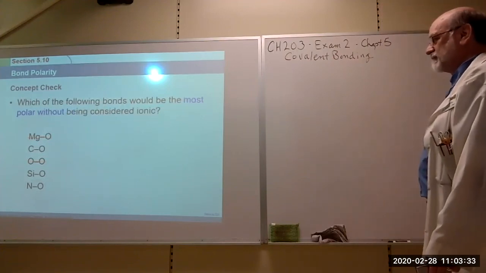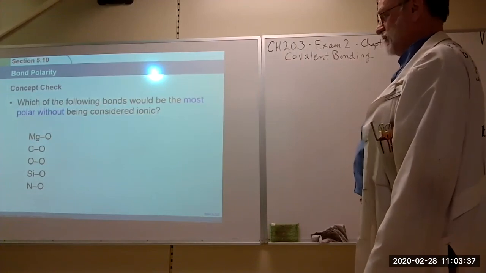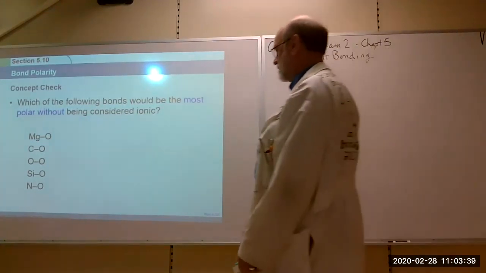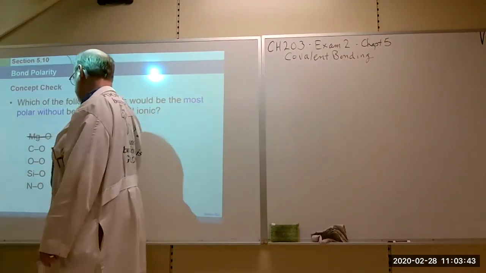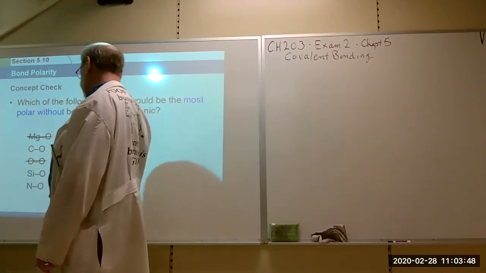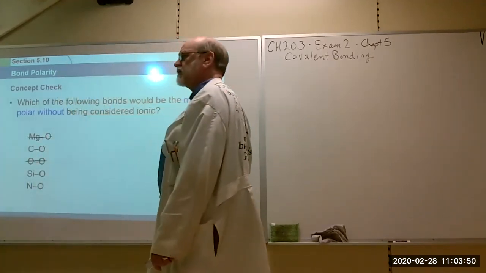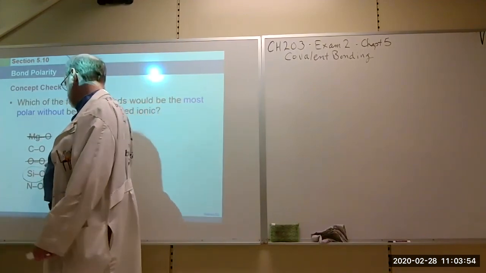Okay. Which of the following would be the most polar without being considered ionic? Okay. Without being considered ionic. So we got that one out. The most polar. That's the same group, isn't it? Yeah. So we just need the farthest apart. This one. Yeah.